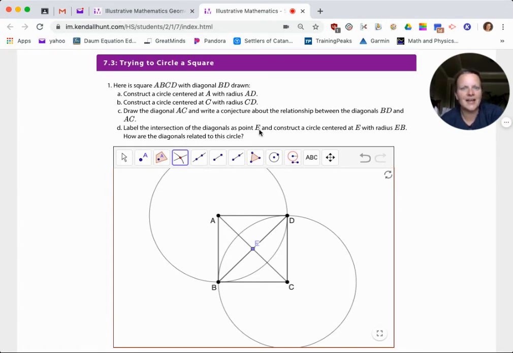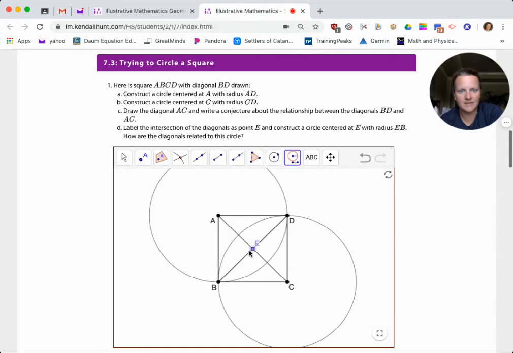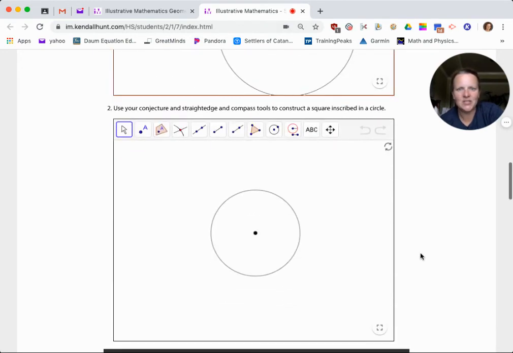Label the intersection of diagonals point E, and construct a circle centered at E with radius EB. How are the diagonals related to this circle? Those diagonals are all radii of that circle. So ED and EA and EB and EC are all the radius of circle E. Cool? All right, so use your conjecture and straight edge and compass to construct a square inscribed in the circle.